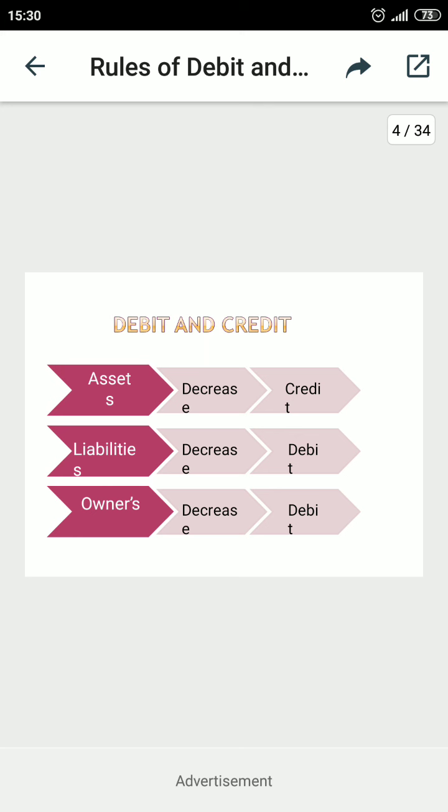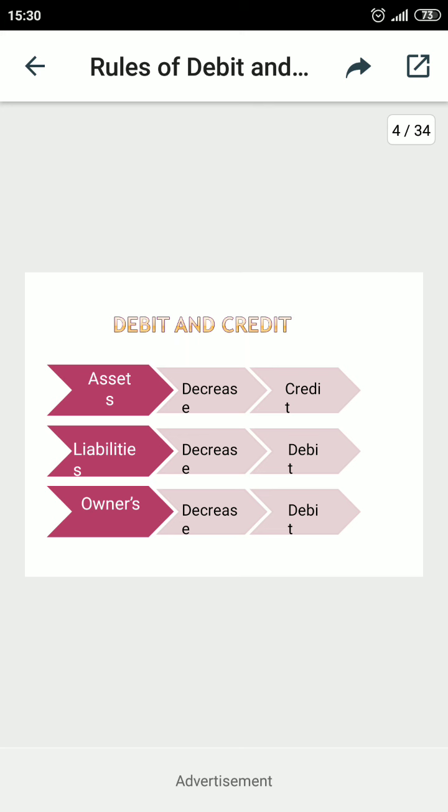When assets decrease, they will be credited. When liabilities decrease, they will be debited. When capital decreases, meaning owners' equity decreases, it will be debited. So I think now it's very clear to you.